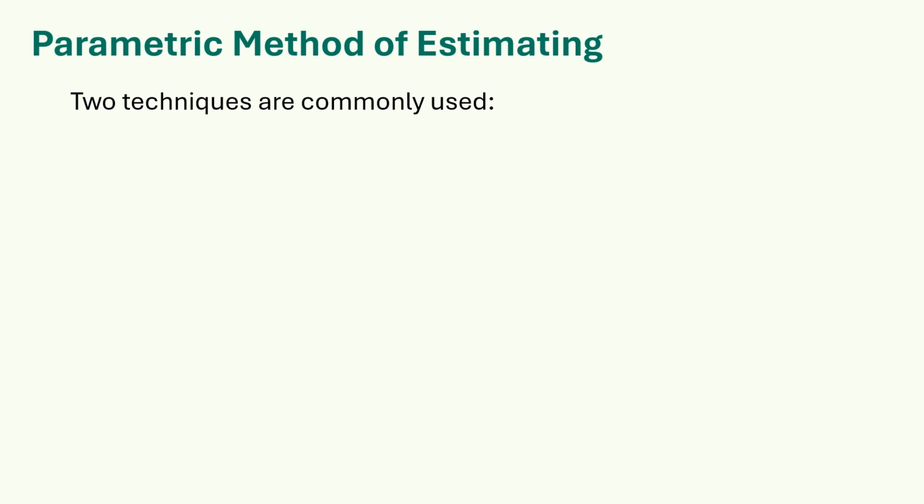Parametric method of estimating. Two techniques are commonly used. 1. Analogous or similar projects. This is comparing your project to a very similar one that was already estimated and/or complete. And 2. Historical percentages. Parametric methods are applied to projects in the planning, scoping, or early design stage.